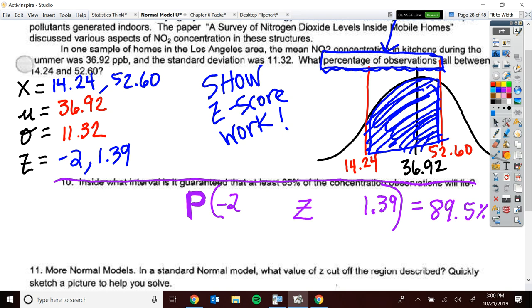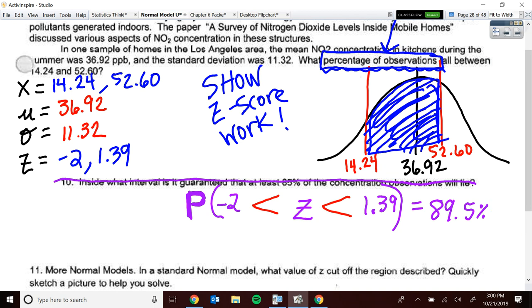What do you think needs to go in these parentheses as well? My inequality signs. They will look like this. They point to the smaller direction. So I want the z's in between negative 2 and 1.39. And that equals 89.5%. You can write this as a decimal or a fraction or a percent. Any are totally acceptable. Okay?